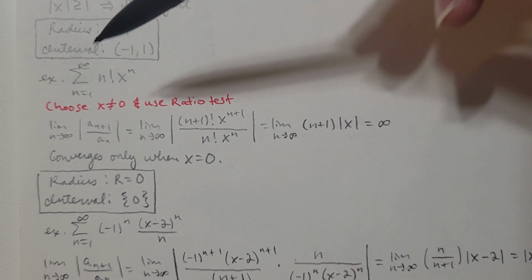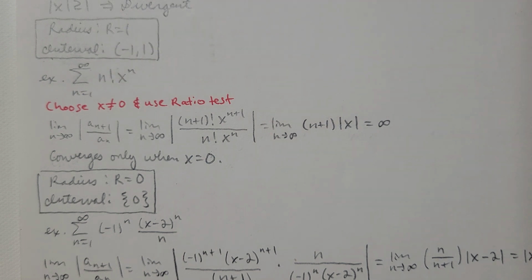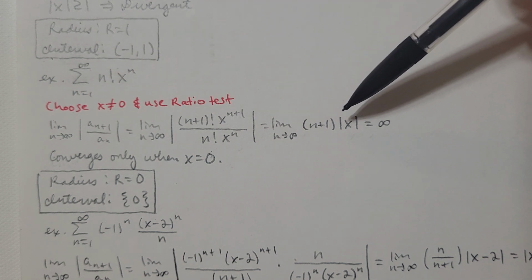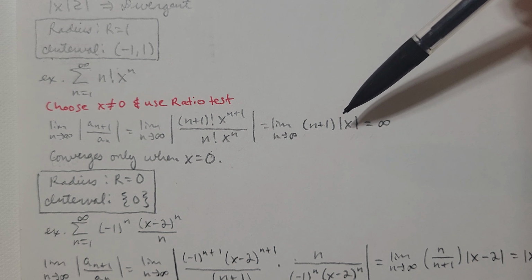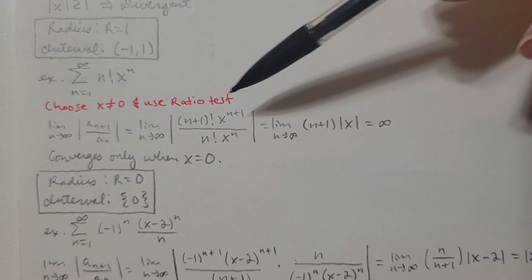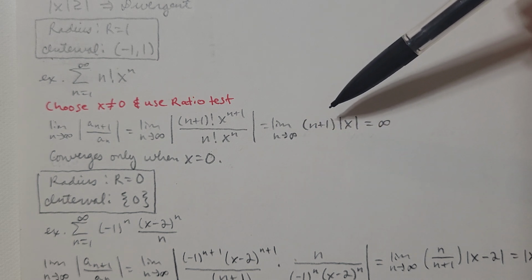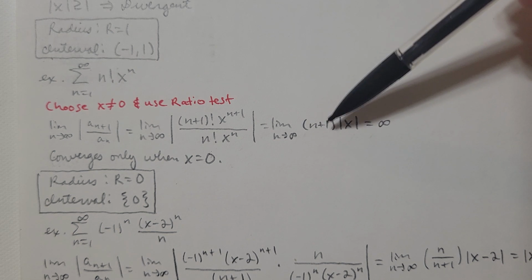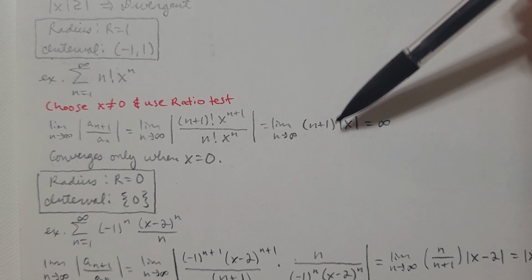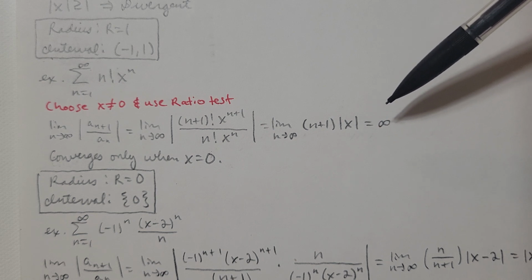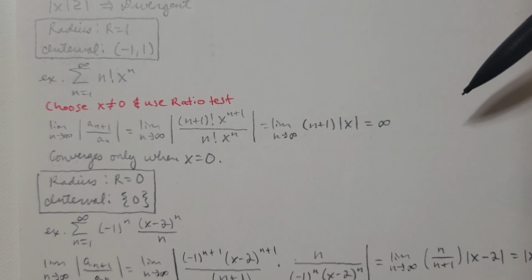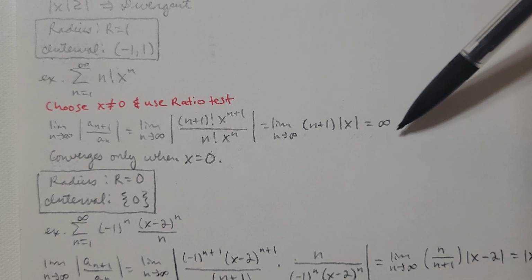Now, n is already a positive number. Okay, so n plus 1, I can lose the absolute value bars around that if I want. Now x, I don't know anything about x. So I must keep the absolute value bars around x. Now n is approaching infinity. So I got something that's growing without a bound, n plus 1, and then times some non-negative number. That's always going to be infinity. Okay, so I get infinity there.